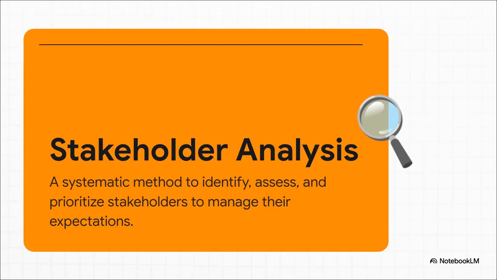At its core, stakeholder analysis is a pretty simple process. First, you just figure out who's even involved. Then, you step back and assess how much they care and how much power they really have. And finally, you group them based on that assessment. It's all about bringing some order to that long, overwhelming list of names.